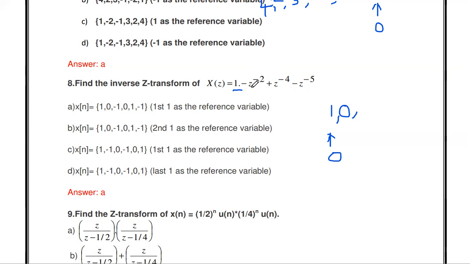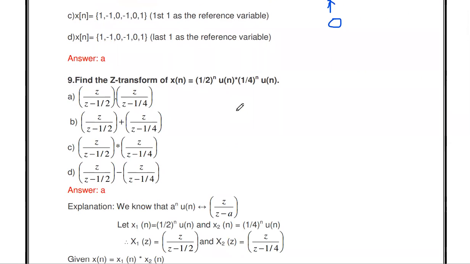Then the z power minus 2 coefficient is minus 1. Then is z power minus 3 coefficient there or not? No, so the coefficient of z power minus 3 is 0. Then z power minus 4 coefficient is 1. Then z power minus 5 coefficient is minus 1. So this is the answer: 1, 0, minus 1, 0, 1, minus 1, with the arrow mark on the first one. So this is the correct answer.